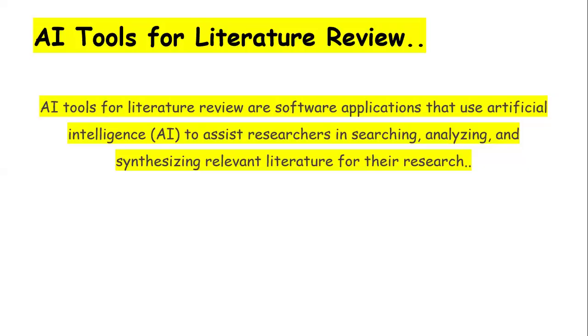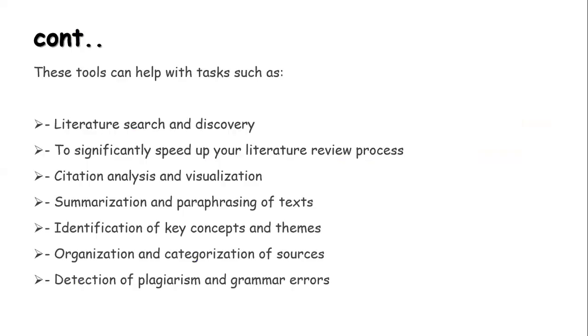AI tools for literature review are basically software applications that use artificial intelligence to assist researchers in searching, analyzing, and synthesizing relevant literature for their research. These tools can help with tasks such as literature search and discovery to significantly speed up your literature review process, citation analysis and visualizations, summarization and paraphrasing of texts, identification of key concepts and themes, organization and categorization of sources, and detection of plagiarism and grammar errors.